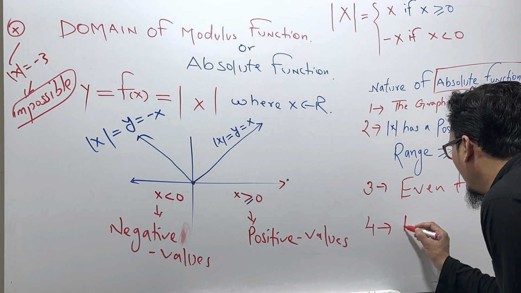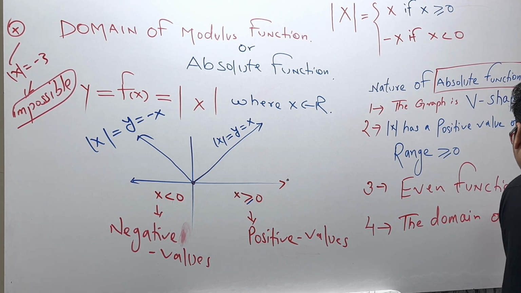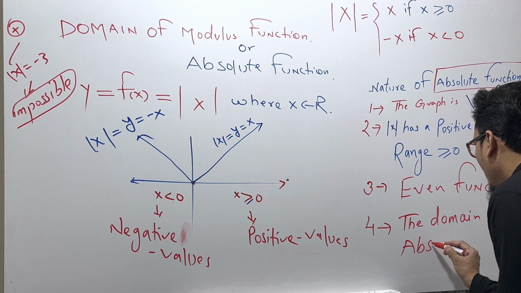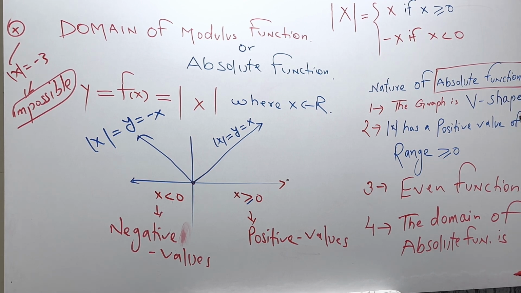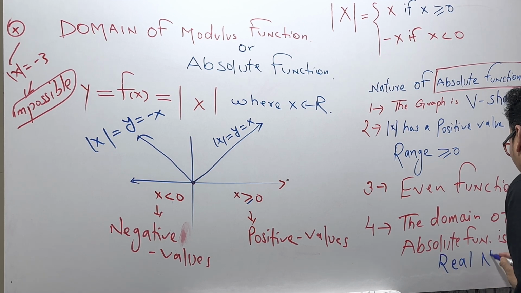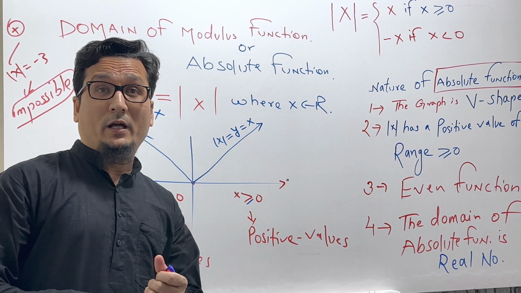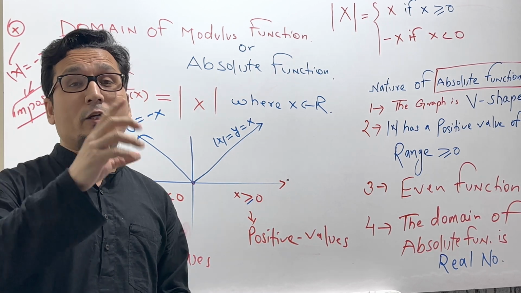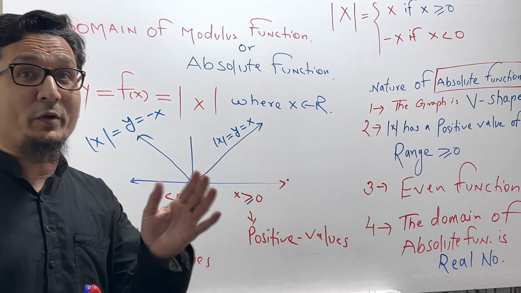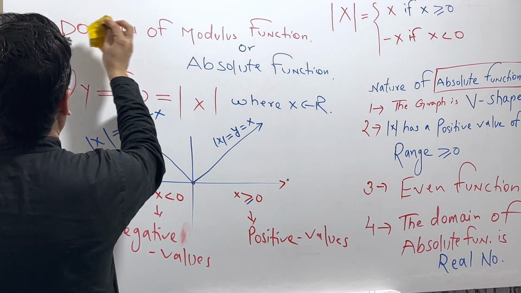So the domain of the absolute function is real numbers. It's a real number. And that is why, when I was explaining how to find the domain of a quadratic equation, where the quadratic equation is written in square form, the domain is always a real number. Why? Because that square form is equal to modulus form. I'm going to give you one simple example here so that you can understand.